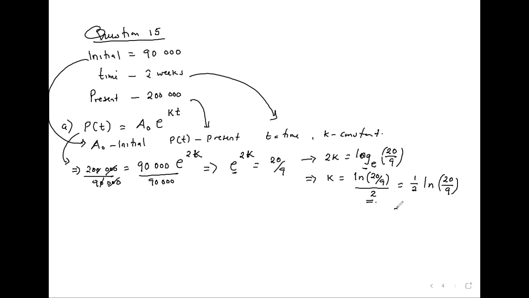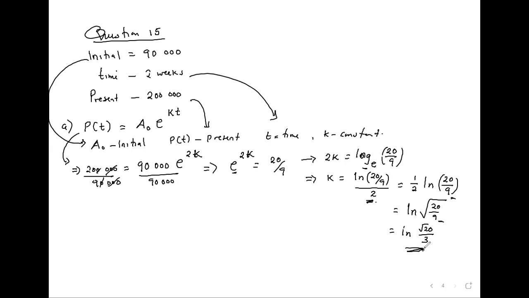Now this can still be written as ln of the square root of 20/9, which is ln of root 20/3. I said if you want, you can leave it here, you can leave it there, you can leave it here.